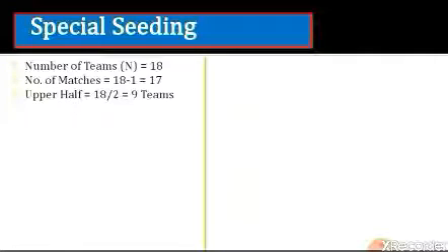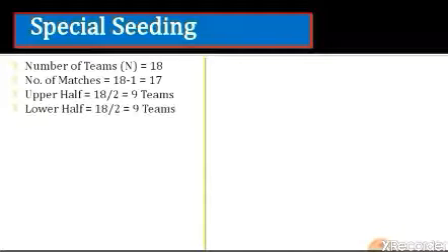The number of teams in the upper half is 9 and the number of teams in the lower half is also 9, because the number of teams is even. So we equally divide the teams into the upper half and lower half. Then we calculate the total number of rounds. Here the total number of rounds is 5, because the nearest power of 2 is 2 to the power 5.